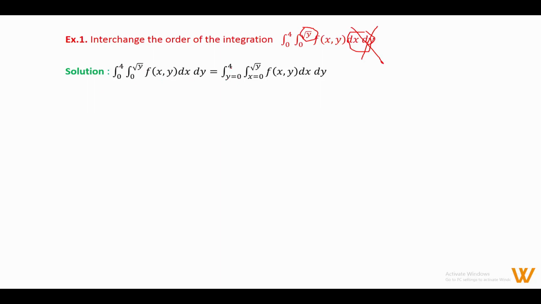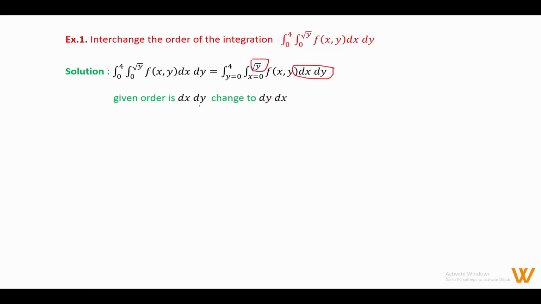the first integration, the value of y varies from 0 to 4. The second integration, the value of x varies from 0 to root y, because this is in terms of y, so this is the value of x. Integral of f of x y, first integration with respect to x, second integration with respect to y. Means the given order is dx dy.